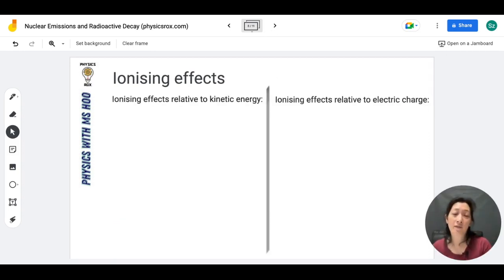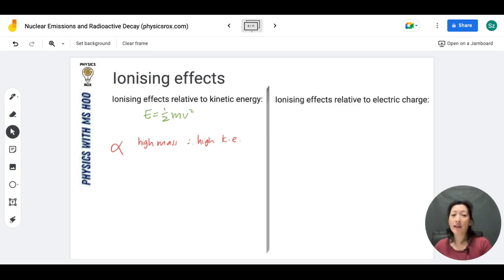So now comparing the ionizing effects to kinetic energy and electric charge. Let's look first at kinetic energy. We know that kinetic energy is calculated using the formula half mv squared, where m is the mass and v is the speed. The greater the mass, the greater the kinetic energy. The greater the speed, the greater the kinetic energy as well. So for alpha, because alpha has the greatest mass, it has very high kinetic energy. So I'm going to write here, high mass, therefore high kinetic energy, KE for short. It's got a high kinetic energy.